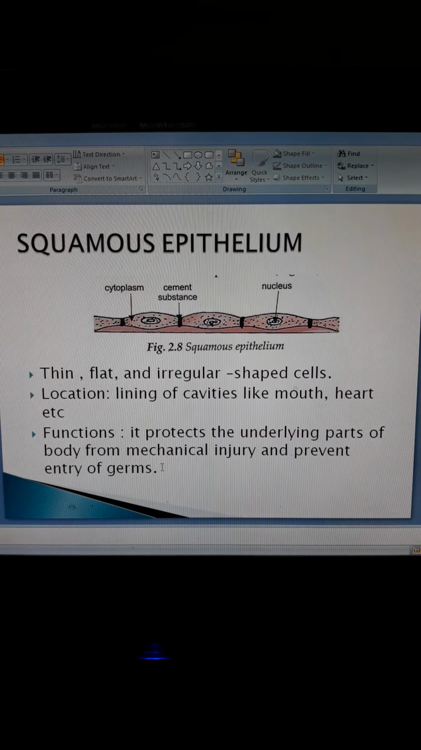We first start with squamous epithelium. Squamous epithelium cells are thin, flat and irregular shaped cells. They are found in the lining of cavities like mouth, heart and other organs. Their main function is to protect the underlying parts of the body from mechanical injury and prevent entry of germs.